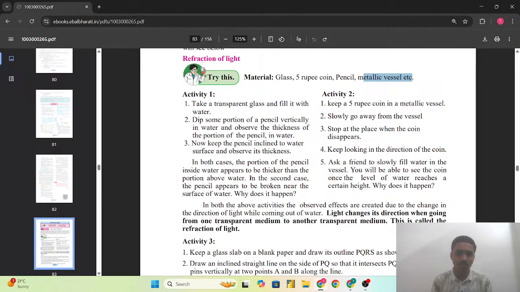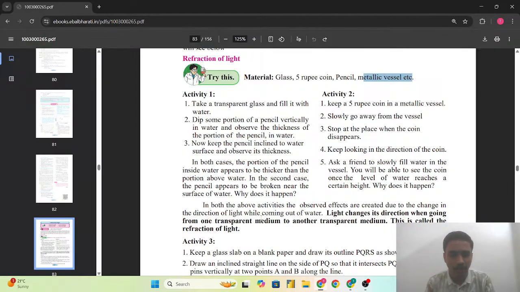In the second case the pencil appears to be broken near the surface of the water. मतलब जो पहले पार्ट है, पहली जो एक्टिविटी हमने परफॉर्म की वो पेंसिल वाली, so we can see that the pencil appears to be broken. और 5 रुपए का कॉइन जो है वो रेज्ड दिखाई देता है वाटर लेवल से। सो ऐसा क्यों हुआ? What was the principle which was acting behind this activity?